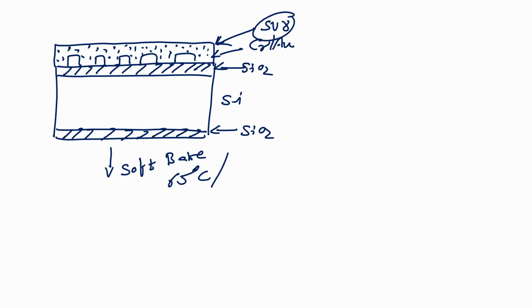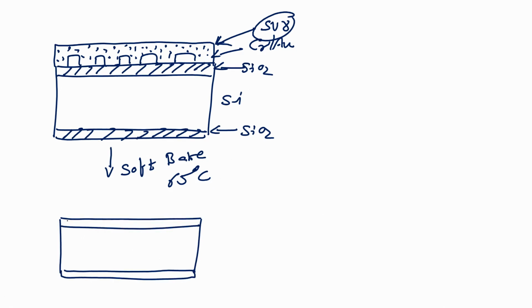After that, what is the next step? The next step is I will load the mask, right. What I want is to protect SU8 in a certain region and etch SU8 from the unwanted region, right. So, here the unexposed region would be weaker, right.